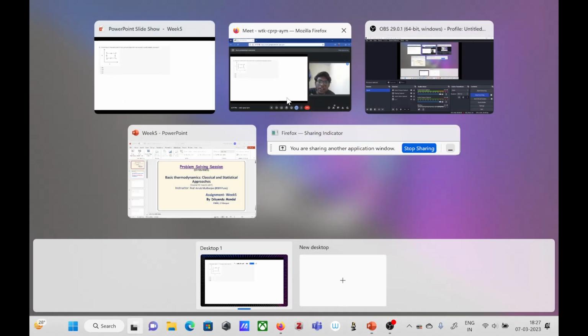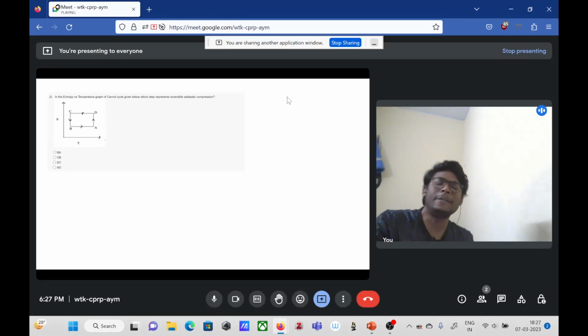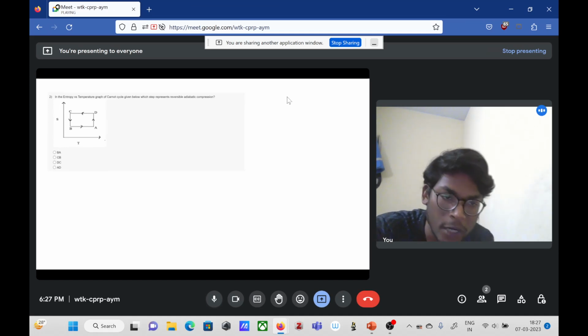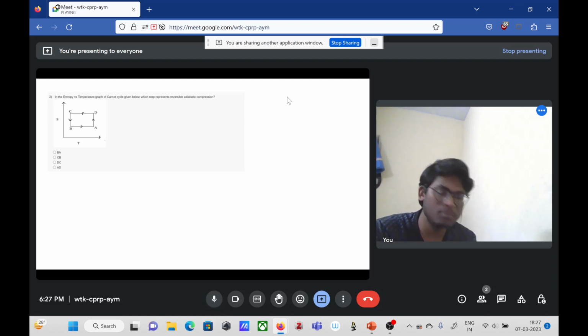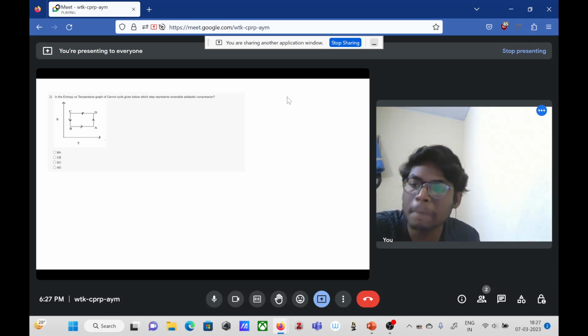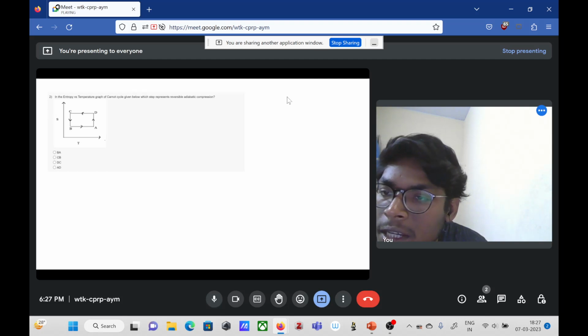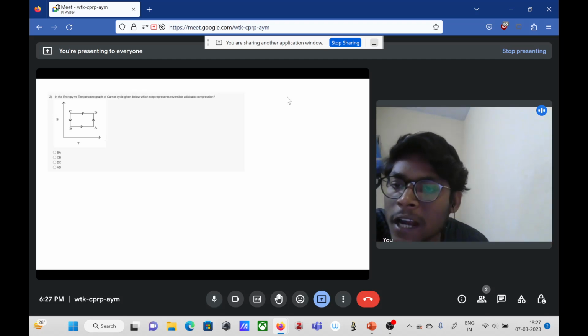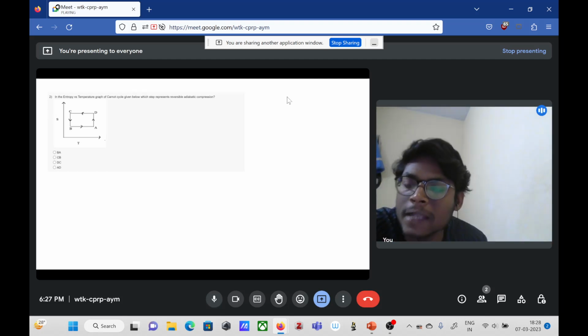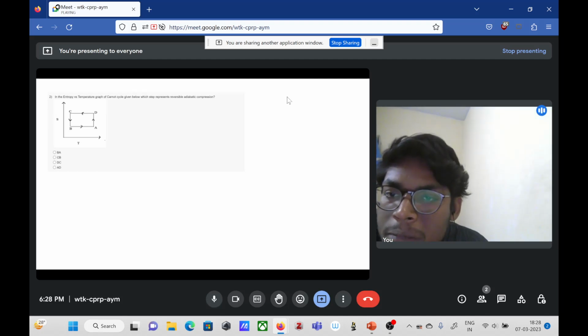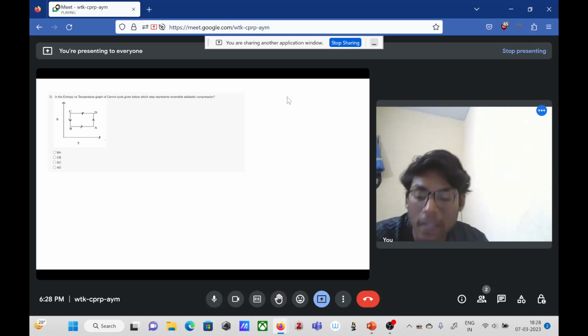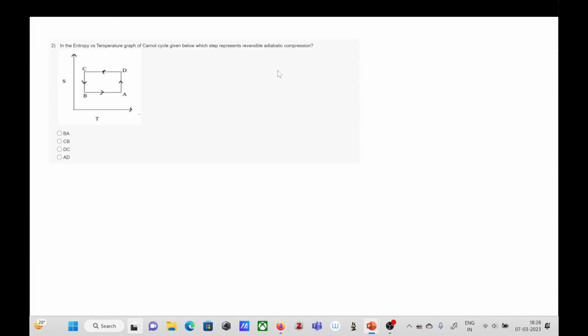The next problem is quite straightforward, because you all know about the Carnot engine from your school days, from class 12. So the second question says: in the entropy versus temperature graph of the Carnot cycle given below, which step represents reversible adiabatic compression? It is quite easy. Let's solve it step by step.